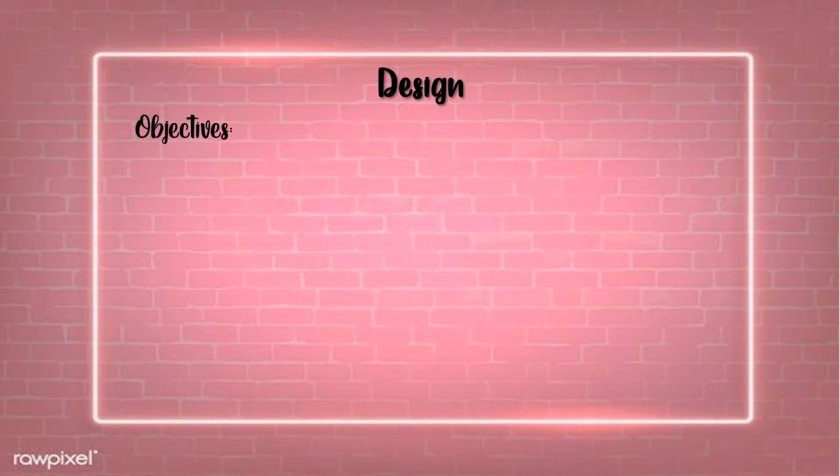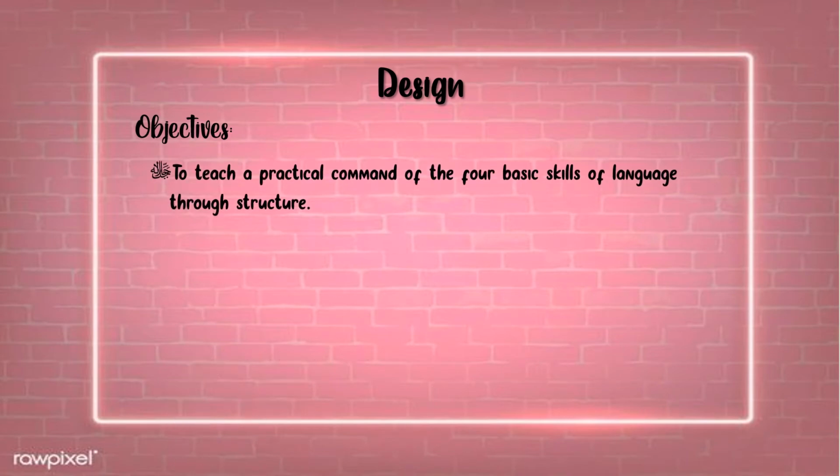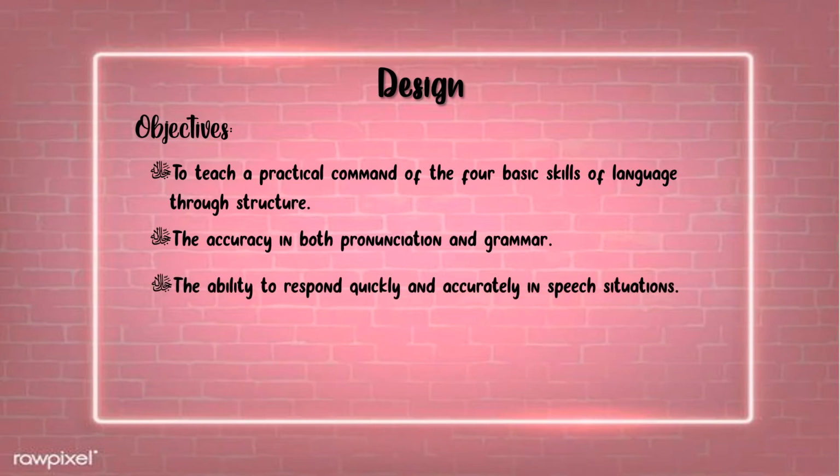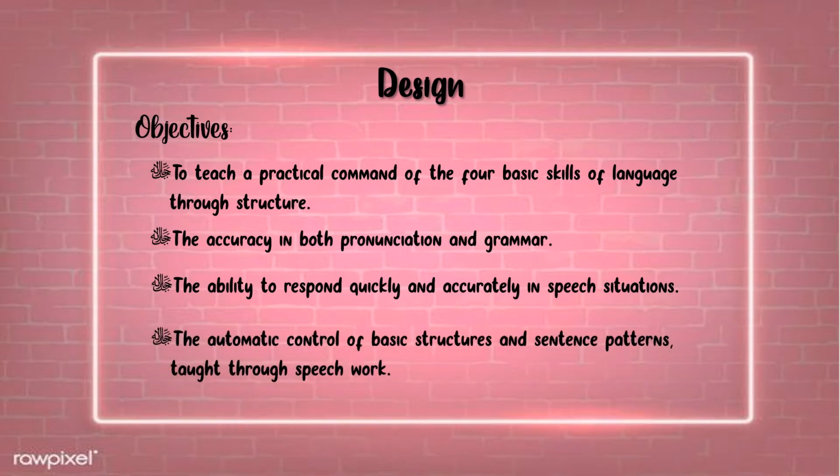The objectives of situational language teaching are to teach a practical command of the four basic skills of language through structure: the accuracy in both pronunciation and grammar, the ability to respond quickly and accurately in speech situations, and the automatic control of basic structures and sentence patterns, which will be taught through speech work.